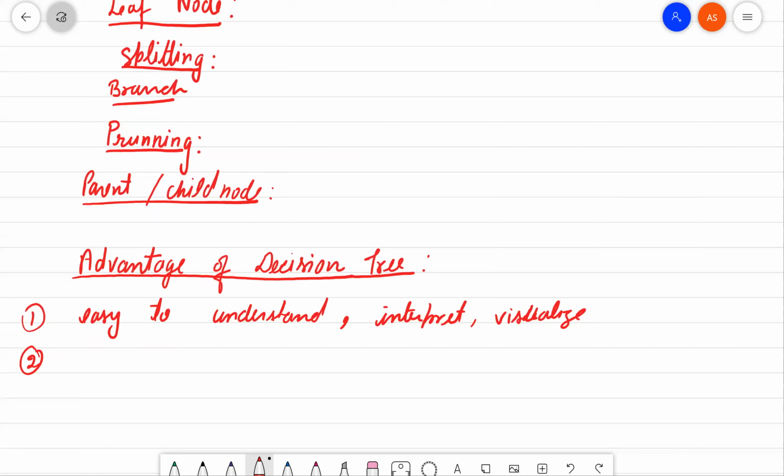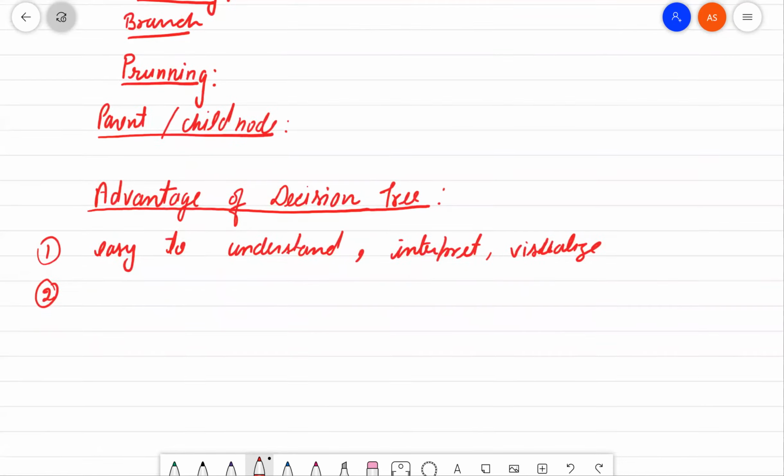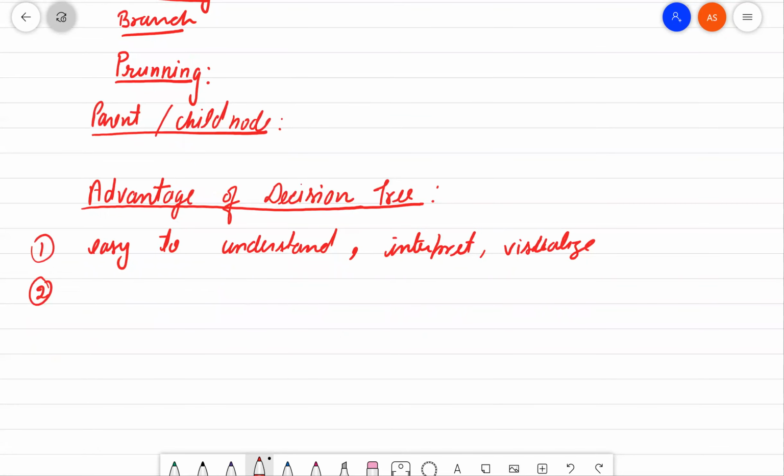Second advantage is little effort is required for data representation. Okay, we can easily represent our data in the form of a tree-like structure. And it is easy for data preparation also.